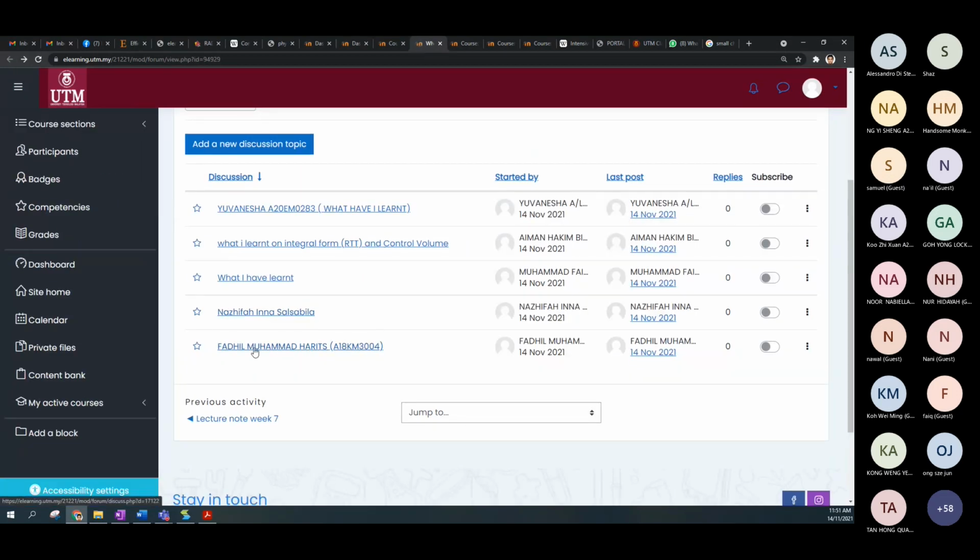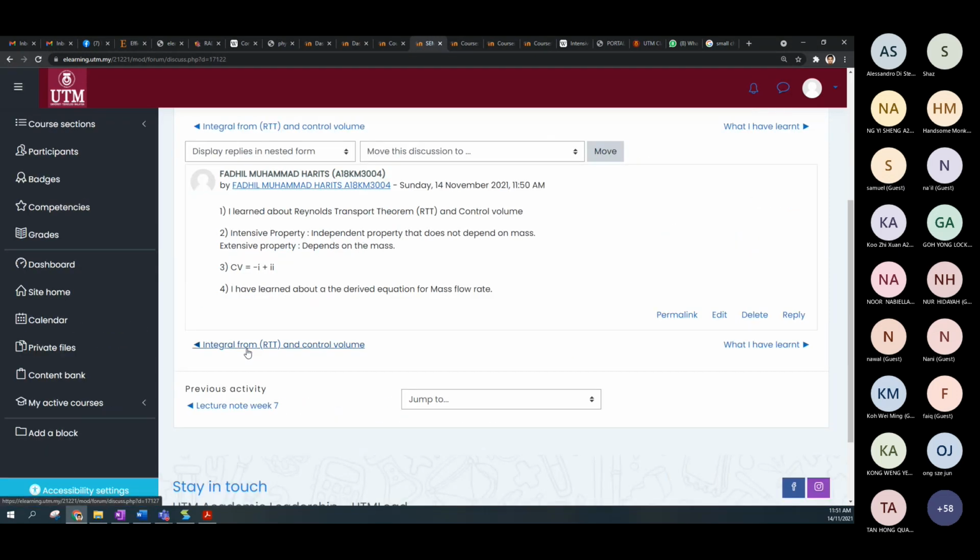And then let's check Fadil. Muhammad Haris. I learned about Reynolds. Okay, what do you learn? You can write the equation. Extensive property, CV. Good. I have learned about the derived equation.